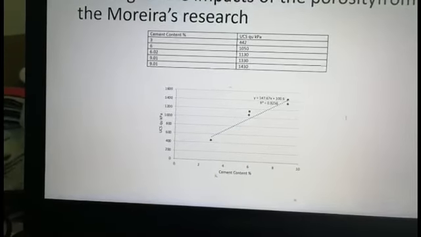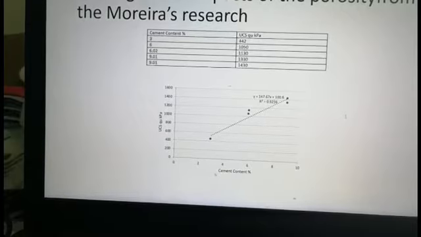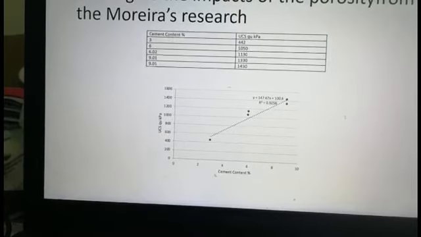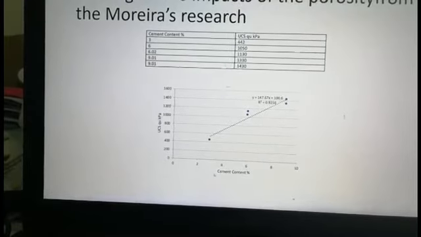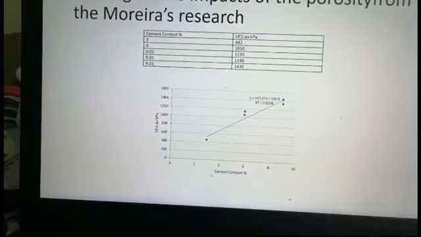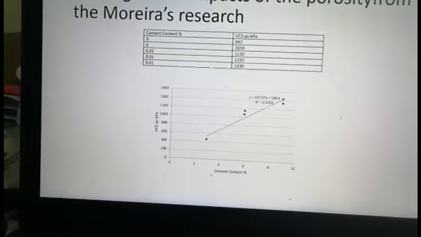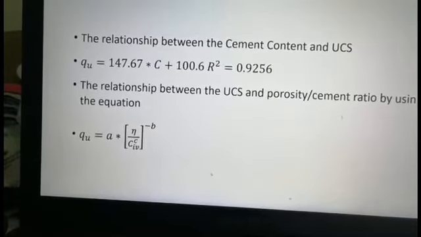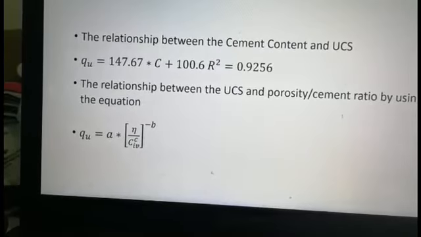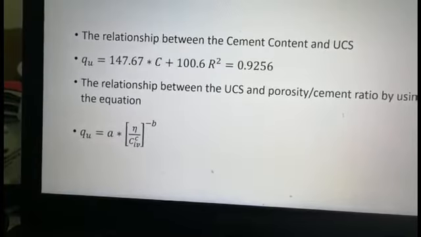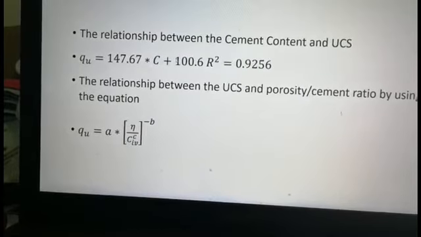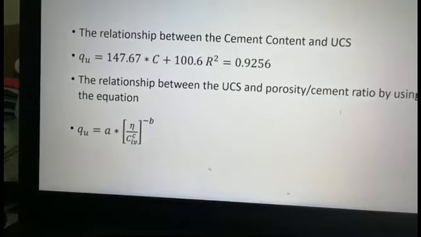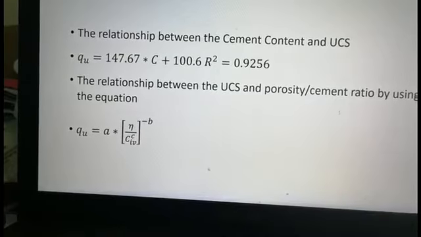In order to investigate the impacts of the cement content, this research obtains the experimental value from the Moria research. The relationship between the cement contents and the UCS has been defined in the equation below. The relationship between the UCS and the porosity cement ratio is given by the equation.